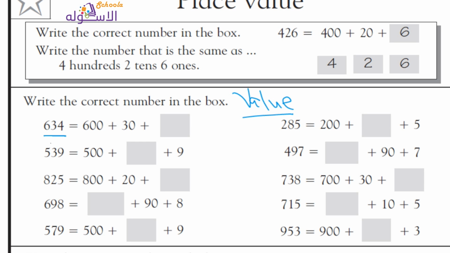So 6, 600. 3 is 30. And 4 is 4. Again, remember each number with its value. So units, tenths, hundreds. We said before the number in the units, I don't add anything for it. I write it as it is. The number in the tenths, I put 0 for it. The number in the hundreds, I put 2 zeros for it. Just remember that. We took it before. Okay. Let's erase that.